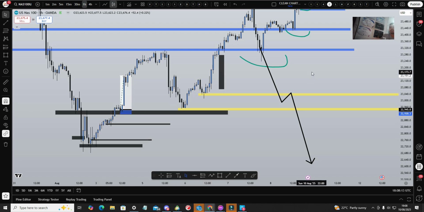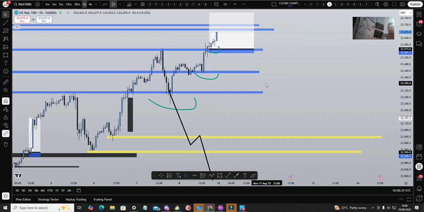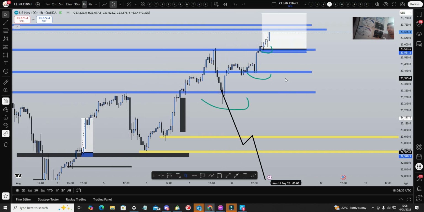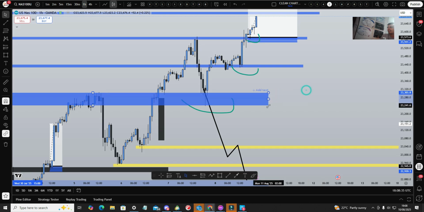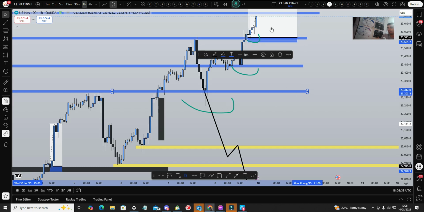I can't say, for example, if price is down here, right? Let's say down here, and I'm like, yeah, in 6 hours price is going to be down here in 6 hours. No. That's not trading. That's not even gambling. That's just hallucinating. So let me just sort this out.